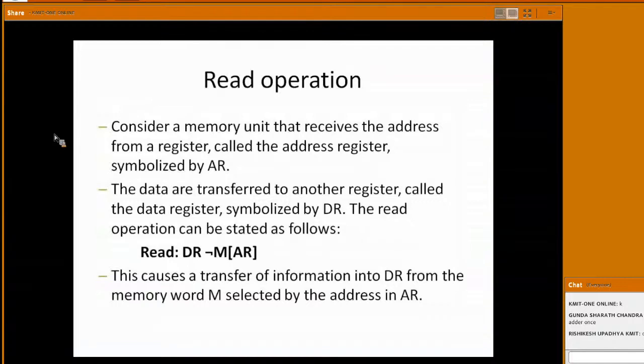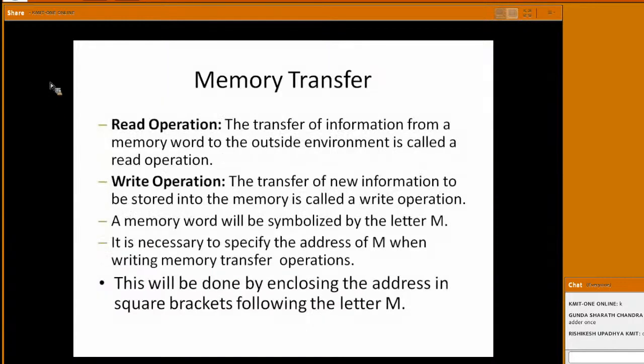Some of you asked about memory transfer. Memory is the storage component in your system. So when you want to perform any operation, you need to retrieve the data from the memory unit. Once the operation is done, if you want to store the data again, you can store it in the memory component. So the two operations that are associated with the memory are the read operation as well as the write operation.